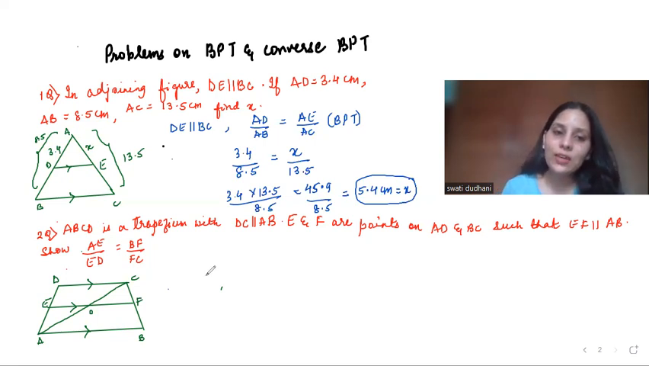All right, now coming to the next one, a very, very important question. You definitely get this trapezium question in your boards. ABCD is a trapezium with DC parallel to AB. So here I have DC parallel to AB. E and F are points on AD and BC such that EF is parallel to AB. So AB is parallel to DC and AB is parallel to EF as well. Therefore, all the three lines will be parallel to each other. We need to show AE by ED is equal to BF by FC.